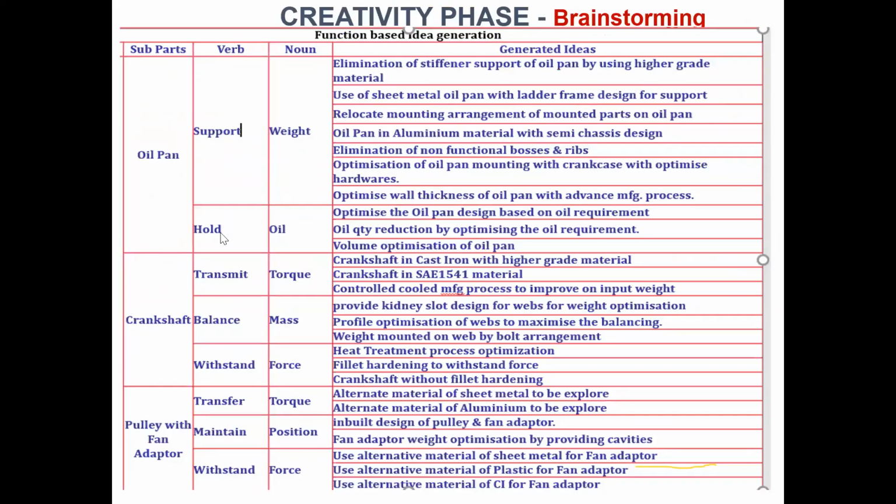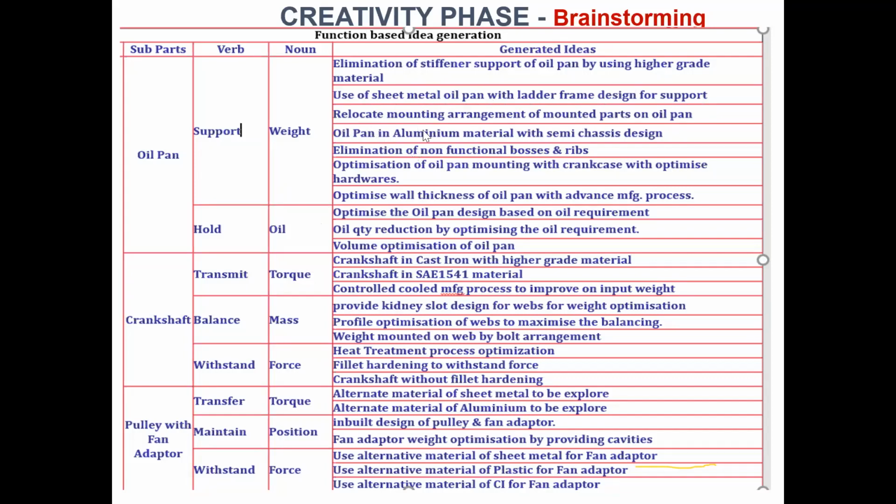Next is the idea generation. I told you the idea generation is basically a creativity phase where you create ideas for the function. For one function, you can use n number of ideas. For example, here for this product, support weight in the case of an oil pan in a tractor engine, they generated many ideas, some of which include to eliminate the stiffness support of the oil pan by going for a higher grade material, and to use the sheet metal oil pan with ladder frame design for support.